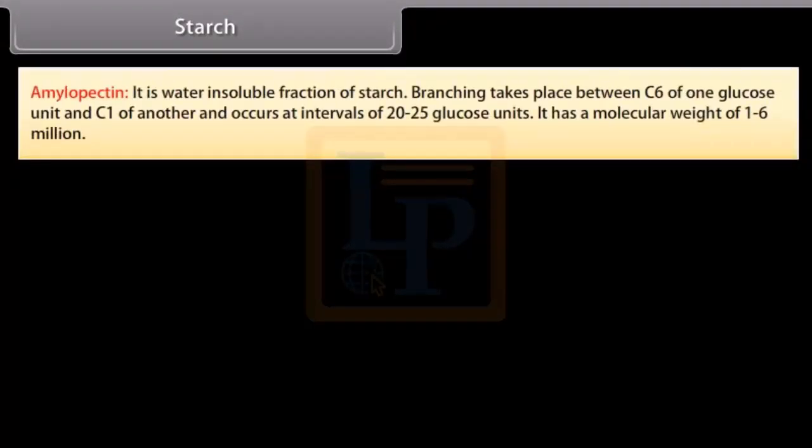Amylopectin. It is the water-soluble fraction of starch. Branching takes place between C6 of one glucose unit and C1 of another and occurs at intervals of 20 to 25 glucose units. It has a molecular weight of 1 to 6 million.